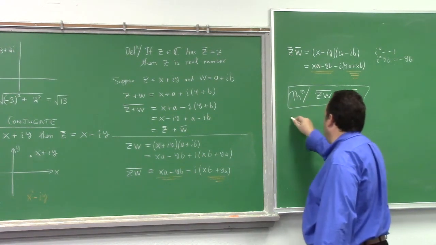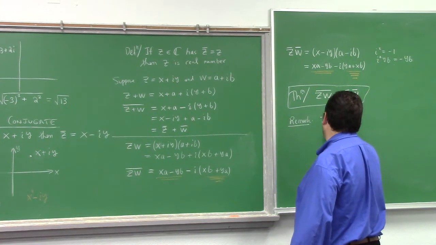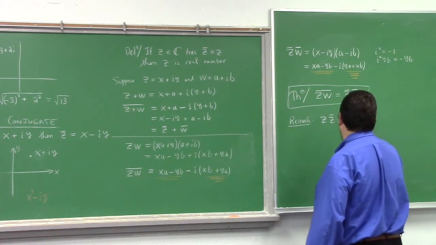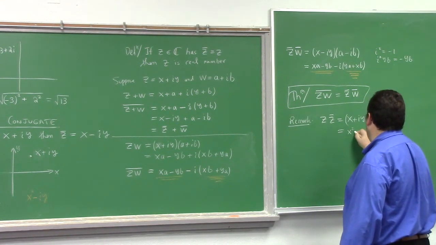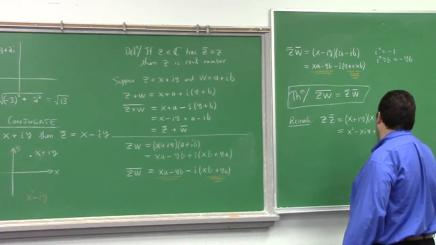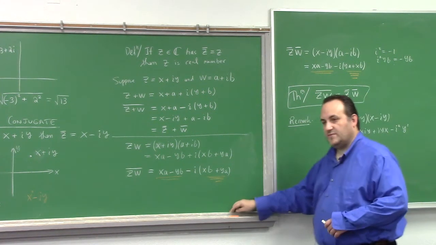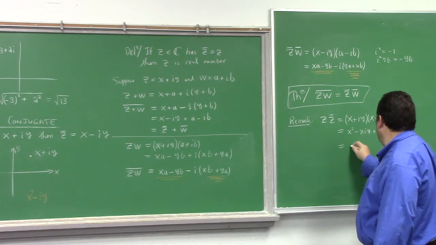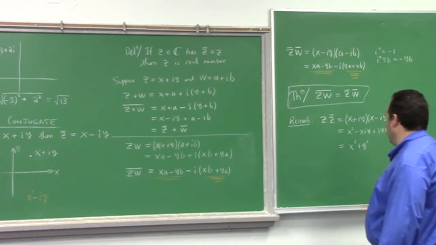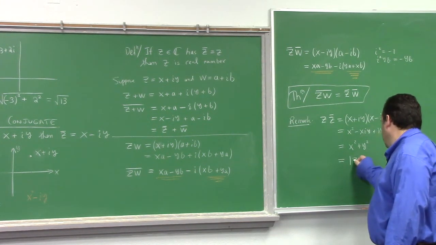Also, I should make a remark. If we calculate z times z bar, that's x plus iy times x minus iy. So that gives me x squared minus xiy plus iyx minus i squared y squared, right? But check out what happens to the middle terms. They cancel. And what do we get? We get x squared plus y squared. What is that, though? That is the length of the complex number squared, right? So in our notation we introduced about 10 minutes ago, this is the absolute value of z, squared.